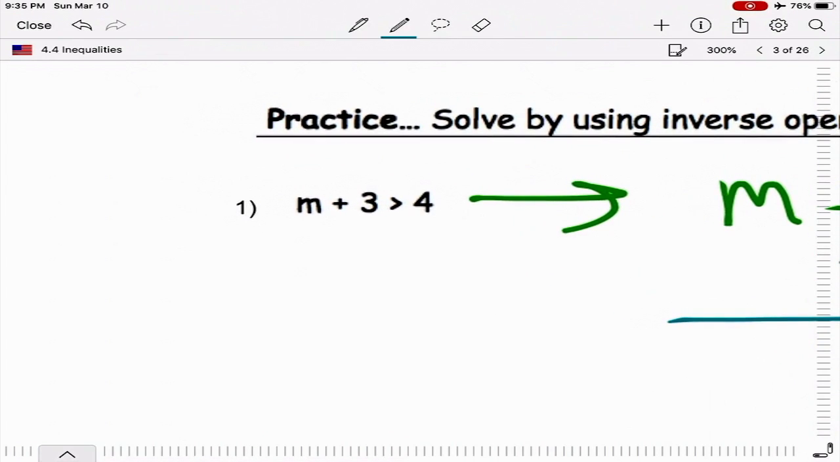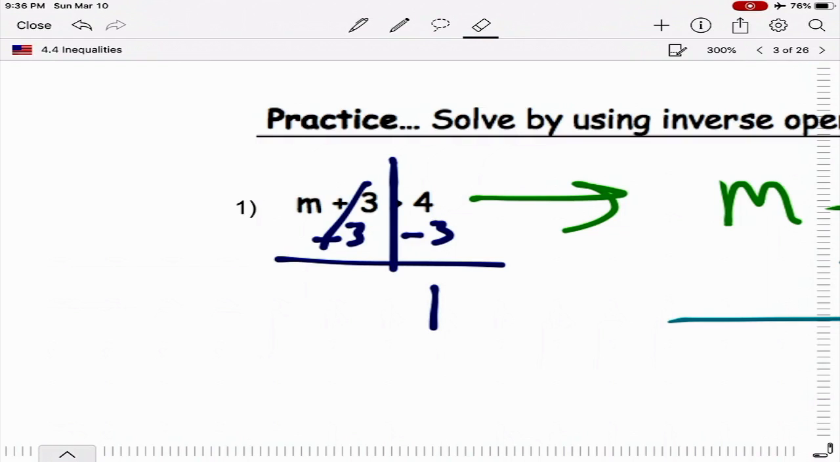This is no different. Draw a line through the inequality. Get rid of that 3 by subtracting it. You have a 1. This is the only difference now: I'm not bringing down the equal sign, I am bringing down the inequality. So I'm going to bring down the same exact inequality.